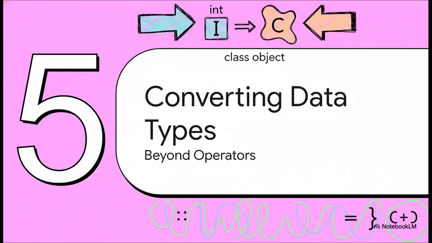Okay, so operator overloading is awesome. But what about situations where there's no operator involved? Like, what if you just want to assign a plain old integer value to an object of your class? This brings us to a closely related topic, type conversion. And yeah, C++ has tools for that too.